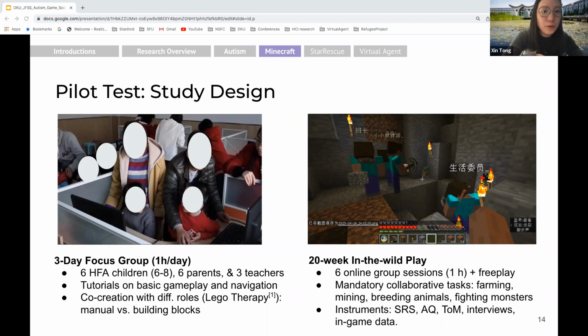Later on, we followed up for 20 weeks in the wild, which means they played at their own home, and we did only online tracking. We did 6 centralized online group sessions, and they were also allowed to freely explore outside the research time. There were more open tasks at that point, so they could farm, mine, breed animals, and fight monsters. At that time, we measured some autistic scales and also behavioral tests. We also conducted interviews at the very end of these 20 weeks.